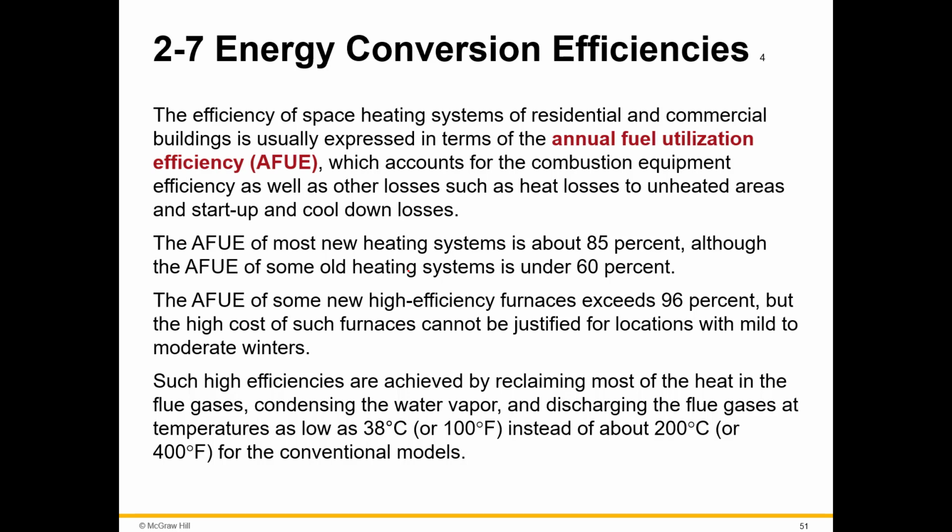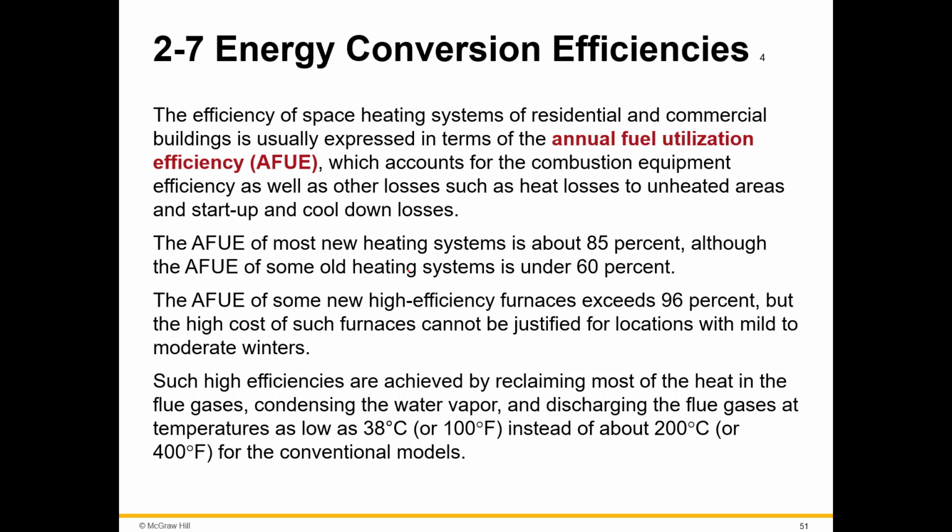But the high cost of such furnaces cannot be justified for locations with mild or moderate winters. So when you go out and you think, oh my gosh, this thing is the best, it's going to be 98% efficient, this is fantastic, but it is $50,000 and you're wearing shorts on Christmas, it's probably not the best choice for you.